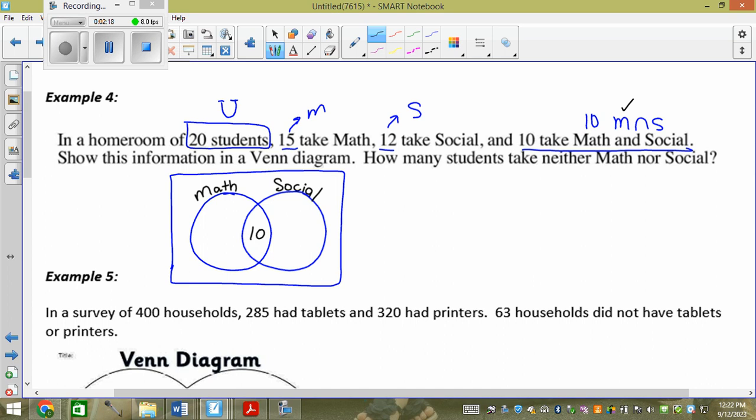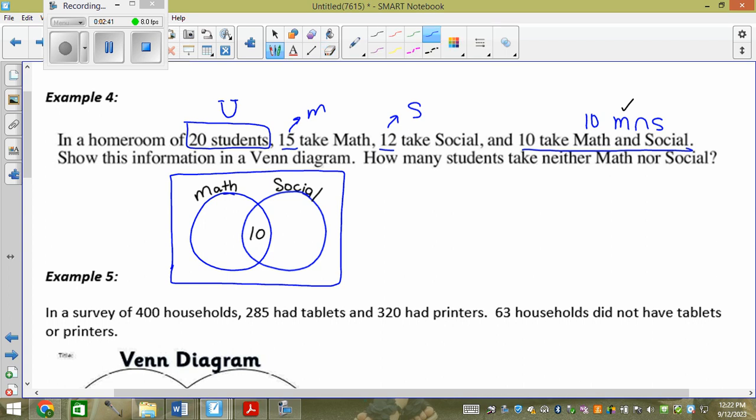Then it says 12 are in social. Do not do this. Let me show you something. If I put a 12 here, does that mean there are 12 in social? How many are in the social circle? 22. Did it say there's 12 or did it say there's 22? It said there's 12. I have 22. So this is the difference. This is when you don't subtract.